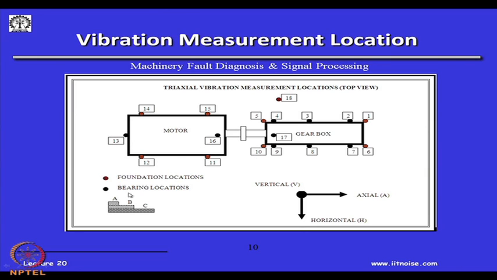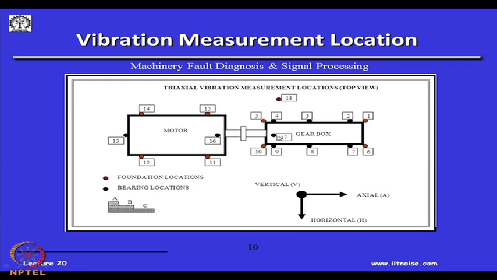If you see the black ones, they are the bearing locations. 13 is the non-drive end bearing, 16 is the drive end bearing, and this is a 3-stage gearbox. There are shafts like this: intermediate shaft, input shaft, output shaft. The shafts are supported on bearings 2 and 7, 3 and 8, 4 and 9, and then this is the bevel gear. So, there is a power shaft here.